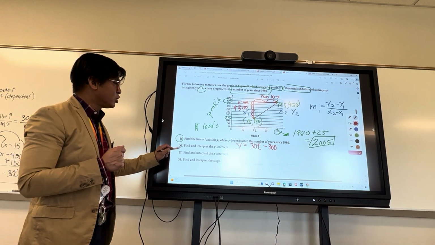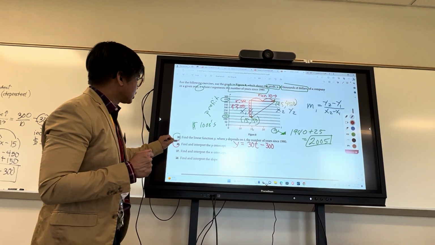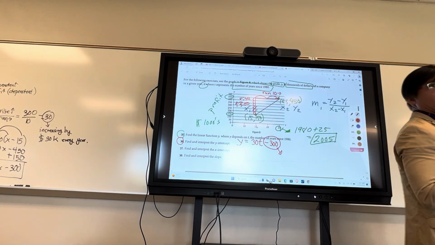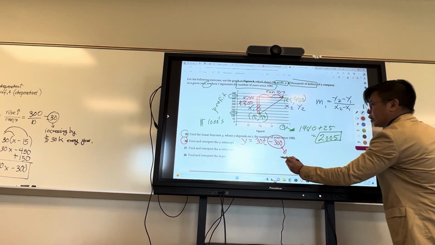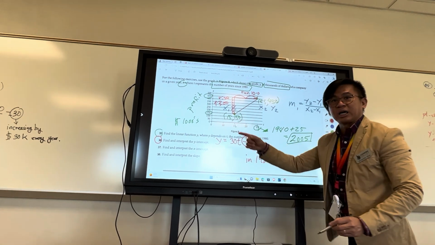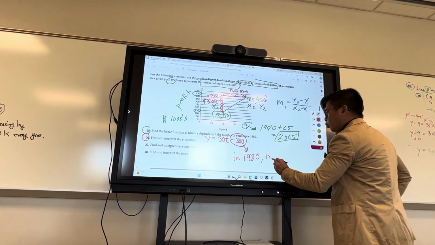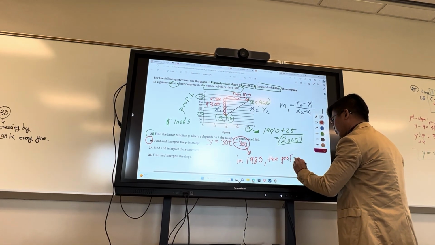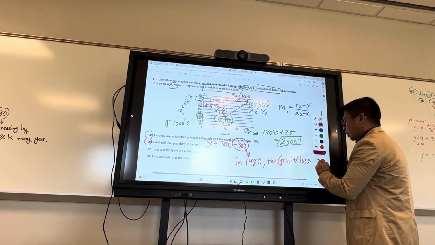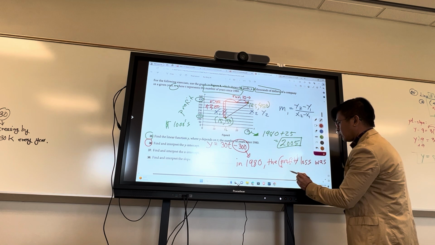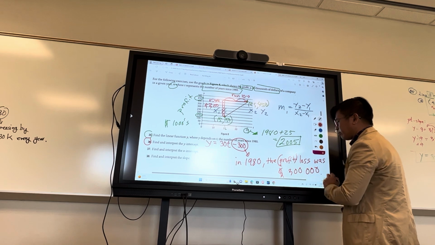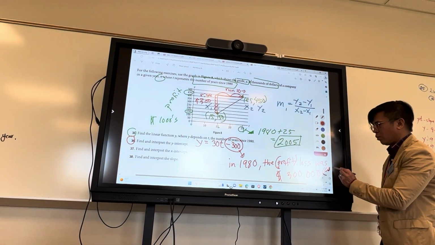Next, in here, find and interpret the y-intercept, right? So what do you mean by this negative 300? In 1980, they were $300,000. Very good, right? In 1980, when did it start? When it did start, right? In 1980, there were, or the profit, loss actually, right? Not actually profit, but loss was how much? $300,000, right?